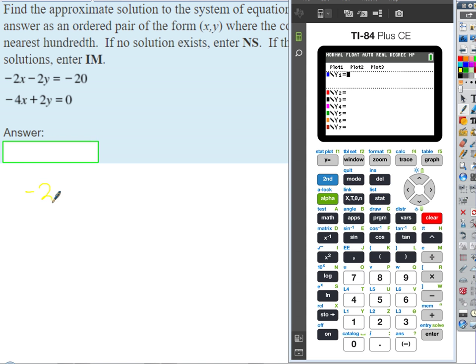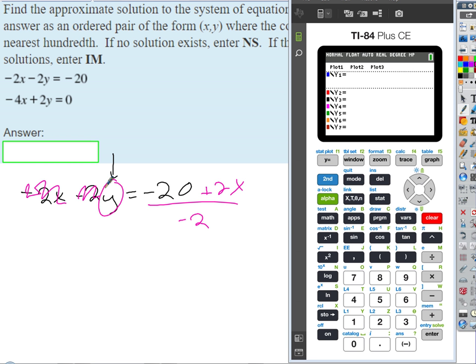Oops, that's a bad color. If I start off with negative 2x minus 2y equals negative 20, and I want to isolate the y, what do I do? Just add 2x. Okay, step 1 is I'm going to add 2x to get rid of that, and then divide the whole thing by negative 2 to get rid of that, to isolate the y, right?